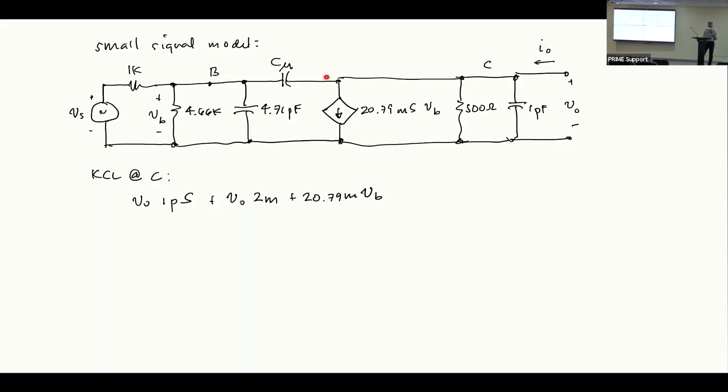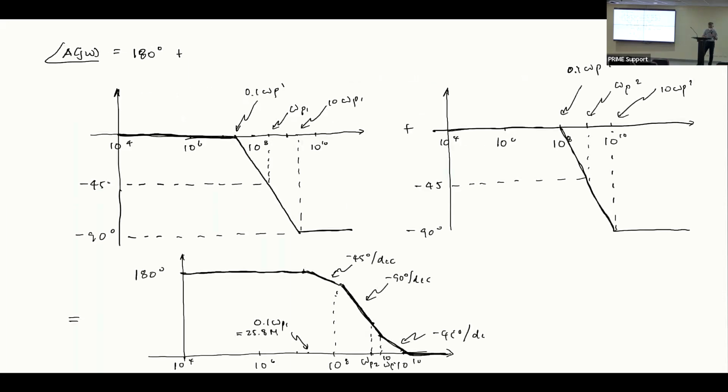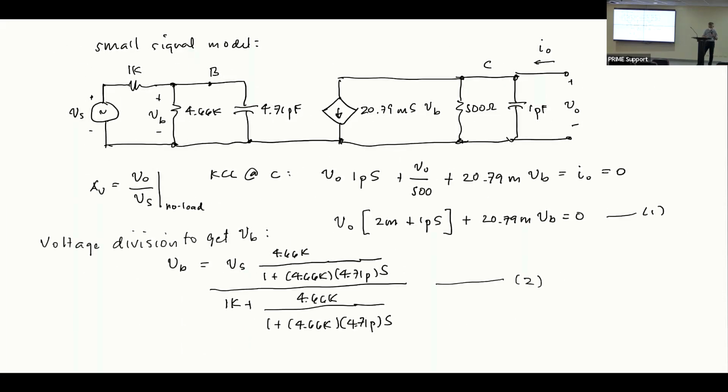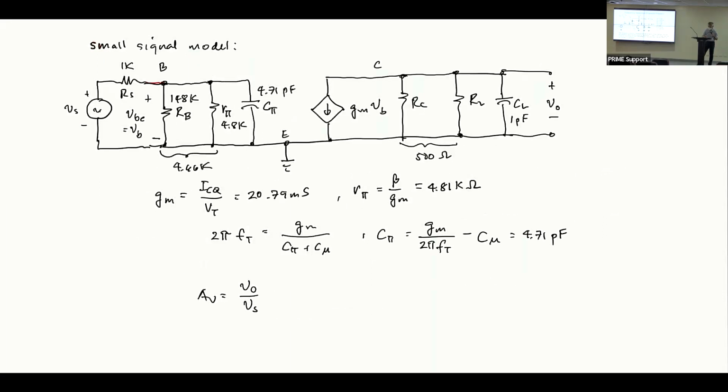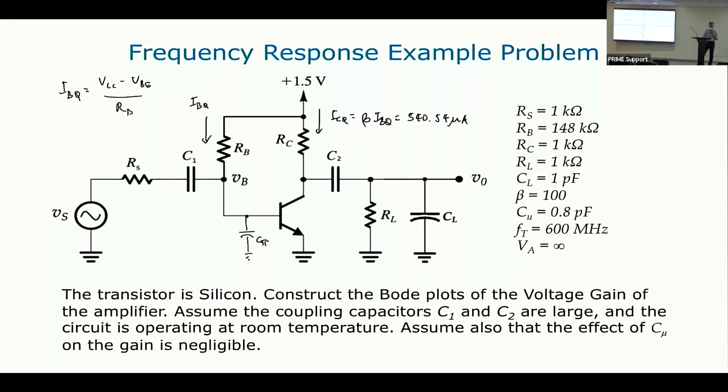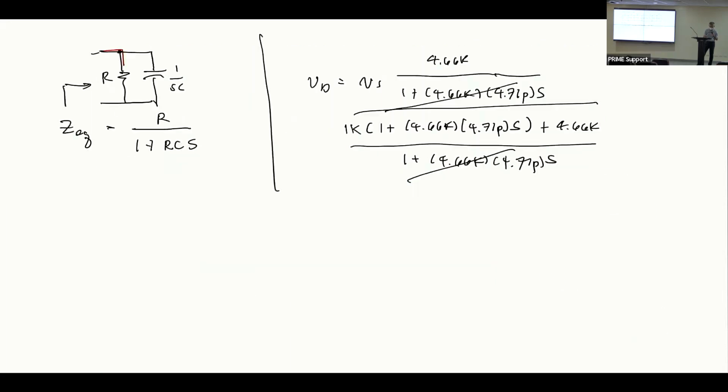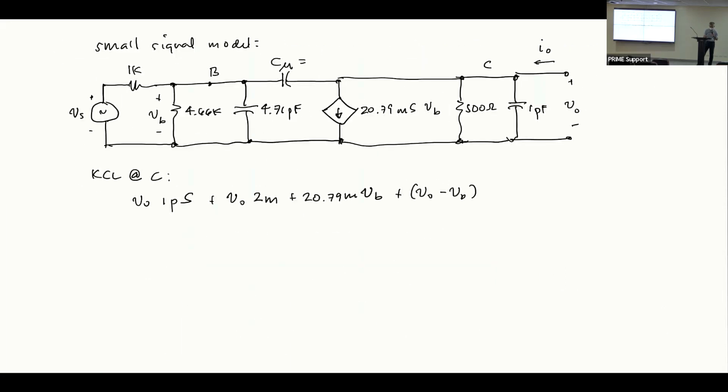Okay. So that's going to be V sub O minus V sub B multiplied by, ano yung value ng C sub mu? Ay, kalimutan ko. So 0.8, no? 0.8 picofarads, sorry. So V sub O minus V sub B multiplied by 0.8 PS.